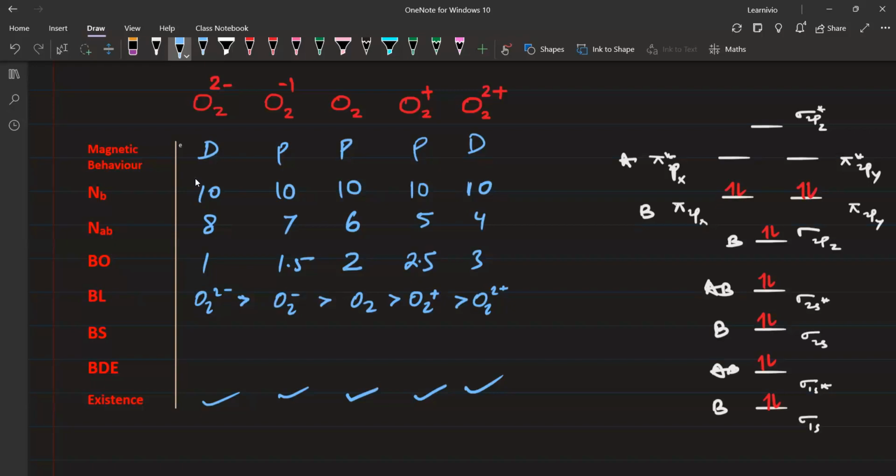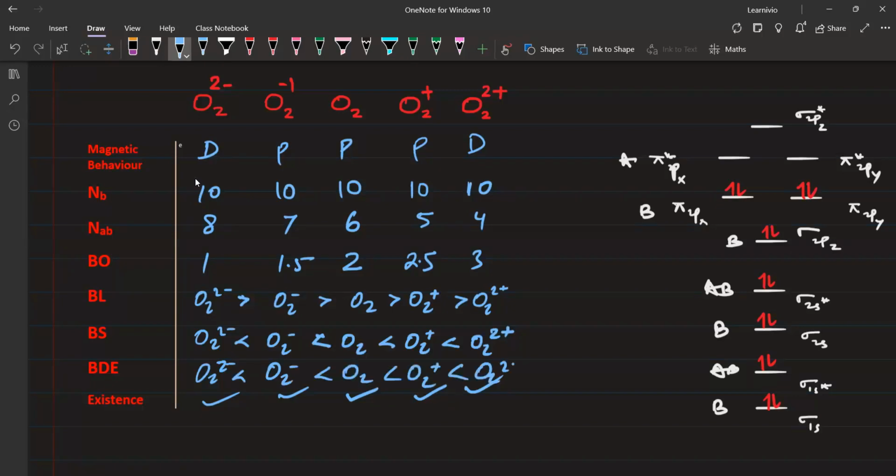Bond strength is inversely proportional to bond length. जिसका bond length ज्यादा, bond strength उसका कम. So O2 2 negative, then O2 negative, then O2 and then O2 positive, and then O2 2 positive. Bond dissociation energy में भी same रहेगा. O2 2 negative, O2 negative, O2 positive, and O2 2 positive. ठीक है, so copy कर लीजिए.